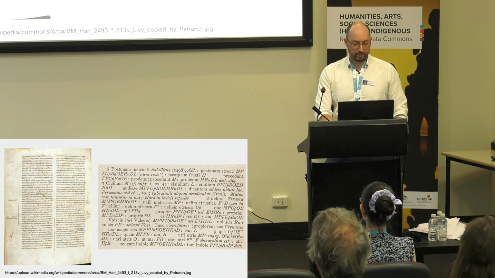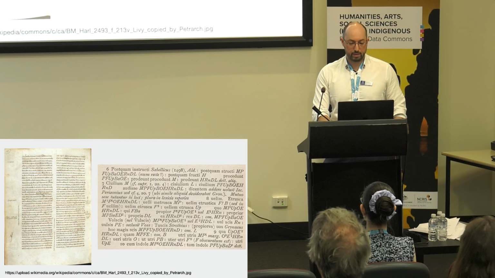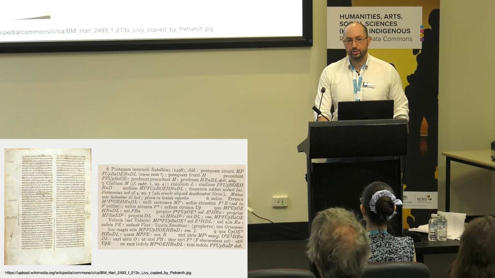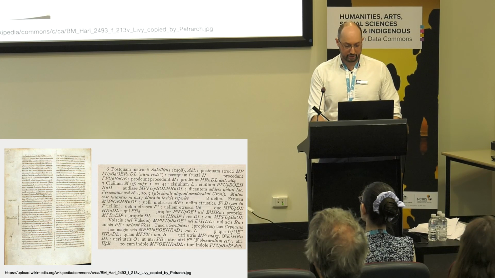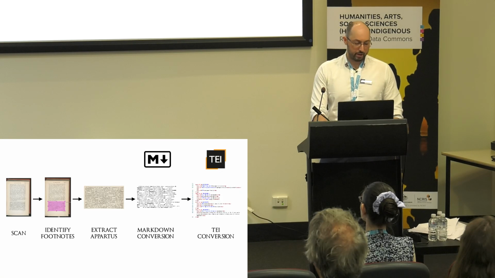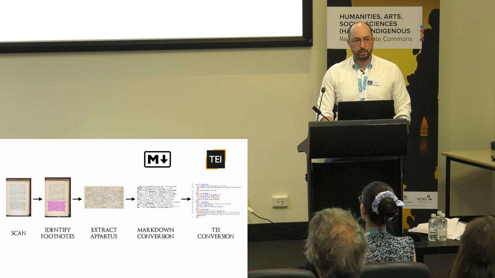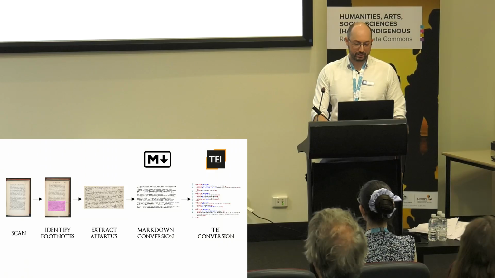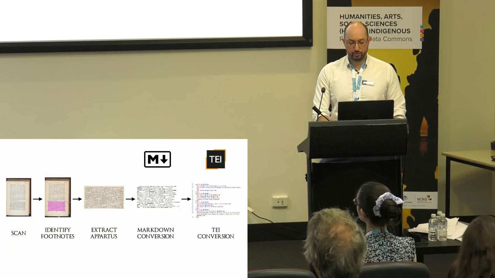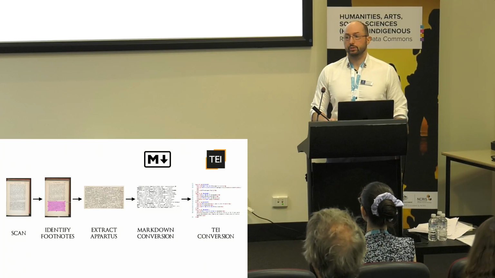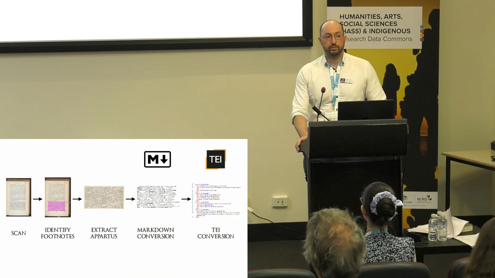a copy of Livy, and this is an example of the footnotes. It's in an edition that was written 100 years ago, so all the textual data is contained in footnotes like this. Our pipeline is as follows: first we scan the images. That's not part of Collectra, but we scan the images, and then we use Collectra to identify the footnotes using an object detection model. Those are extracted as their own separate images. Then firstly, we wanted to convert these to some kind of textual representation.